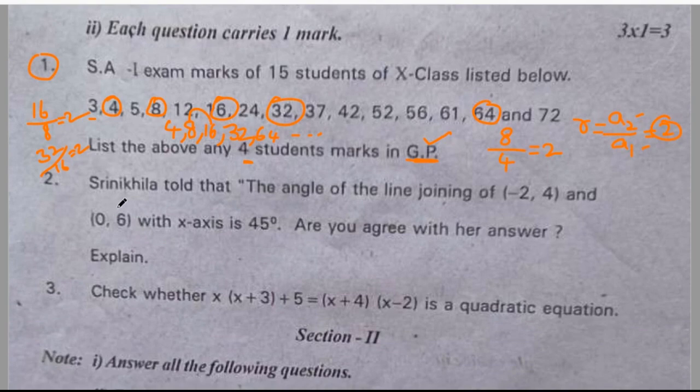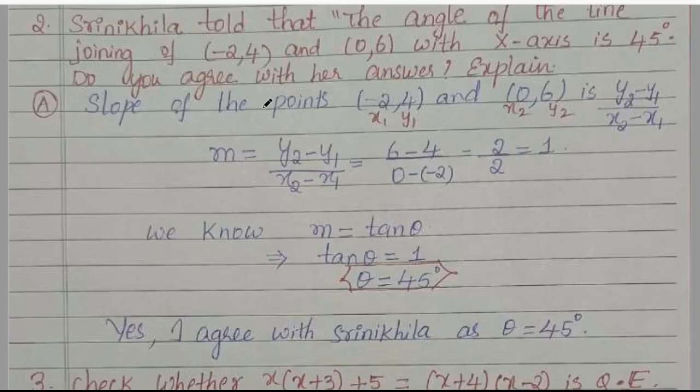Moving on to the second question, Srinikila told that the angle of the line joining the points (-2, 4) and (0, 6) with the x-axis is 45 degrees. Do you agree with her? Explain. So here we have 2 points, (-2, 4) and (0, 6). So the slope of any 2 points is given by the formula (y2 minus y1) by (x2 minus x1). Slope is usually denoted with the letter m.